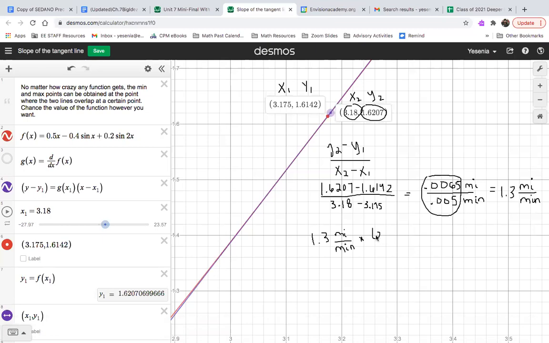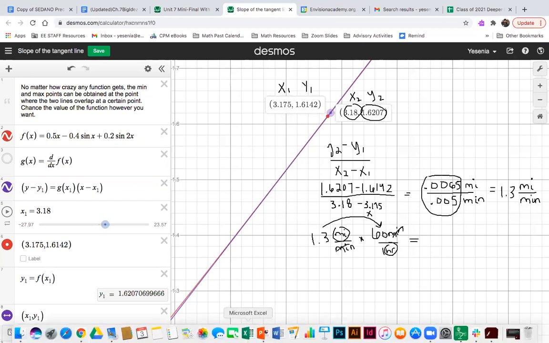And again, if you remember the setup, there's 60 minutes in 1 hour. So yes, minutes will again cancel out here. 60 minutes in 1 hour, that's going to cancel out. You're going to be left over with miles per hour. And you're going to do 1.3 times 60. What do y'all get when you do that to determine the miles per hour? So it's multiplication. Let's see what you all get in the chat there.